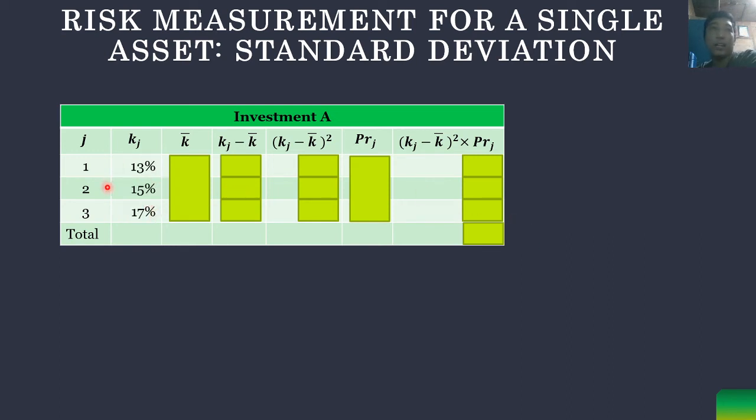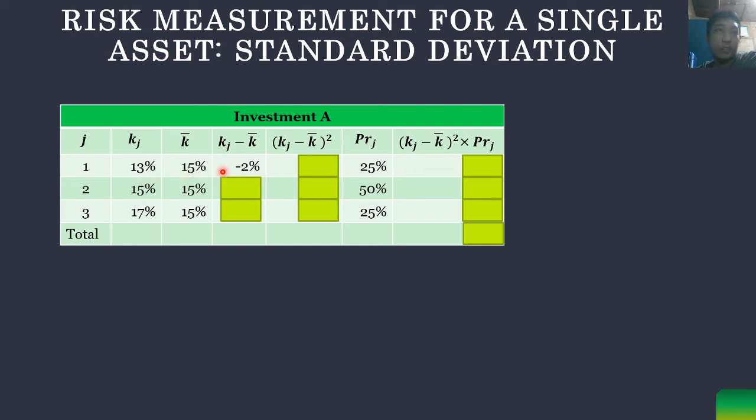Okay? So let's proceed. KJ given 13%, 15, and 17. K-bar computed already 15%. So dito, kakumputin natin isa-isa yan. So 13 minus 15 is, mamaya pala yan. Ito muna. Probability of occurrence, 25, 50, and 25%. Plus dito lang nangyaring ganyan. So, possible na hindi yan equal. Okay? So, let's proceed. So, yan na. KJ minus K, 13 minus 15, negative 2%. 15 minus 15, 0. 17 minus 15, 2%.